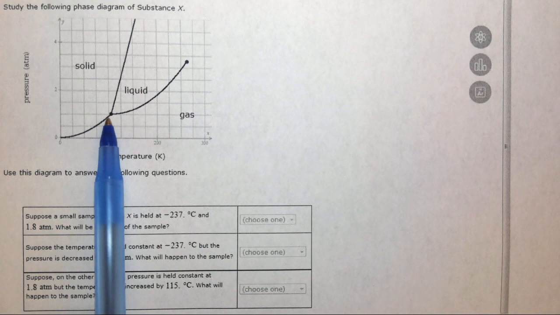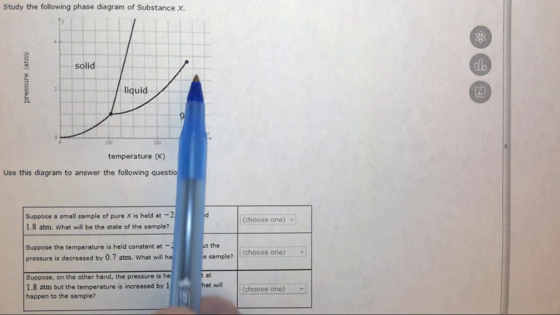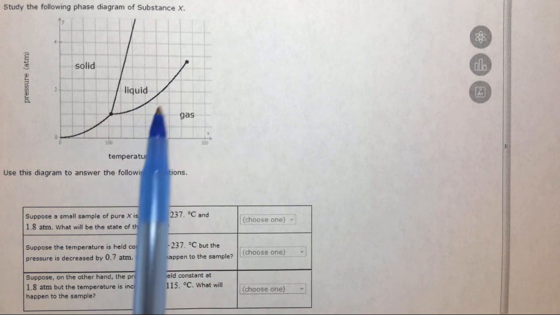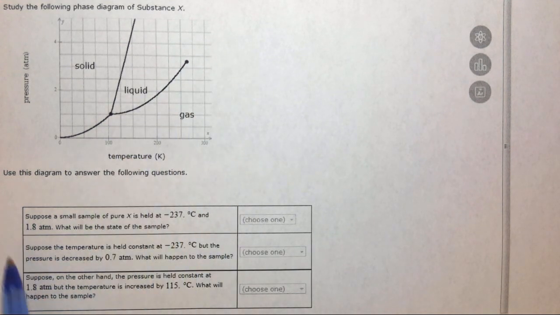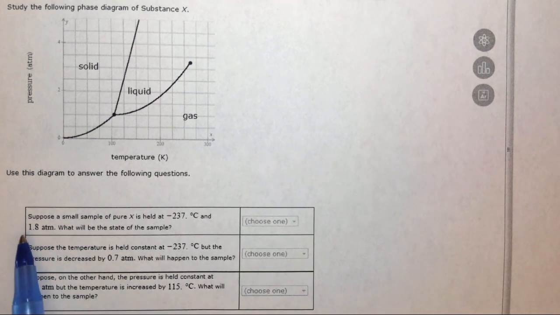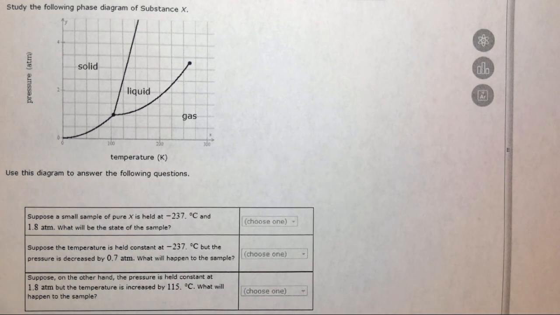You'll note that this is called the triple point, the temperature and pressure at which all three phases can exist, and this is called the critical point, where you can end up with a supercritical fluid. So let's take a look at the questions here now that we've talked about a phase diagram a little bit.